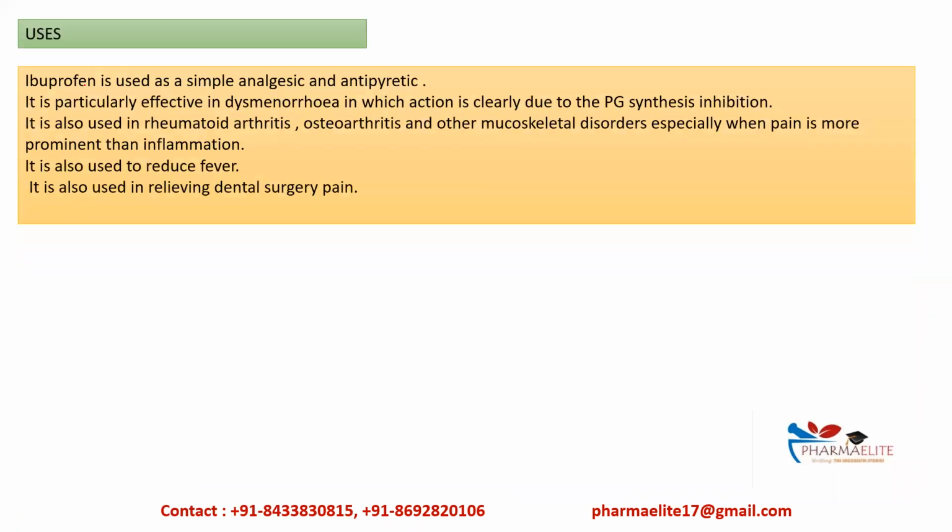Then uses. Ibuprofen is used as a simple analgesic, as an antipyretic. Then it is used in dysmenorrhea, in which the prostaglandin synthesis is increased. Dysmenorrhea means menstrual cramps. In this dysmenorrhea, the prostaglandin levels increase, and that increase in prostaglandin leads to increased contractions. So to inhibit this prostaglandin synthesis, we are giving ibuprofen. Then it is also used in rheumatoid arthritis, osteoarthritis, musculoskeletal disorders. Then it is used to reduce fever, and it is also used in relieving dental surgery pain.